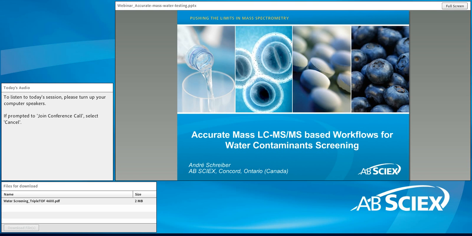In the first part of the presentation, I would like to focus on accurate mass LC-MS and explain how this type of technology can be useful for water contaminant analysis.